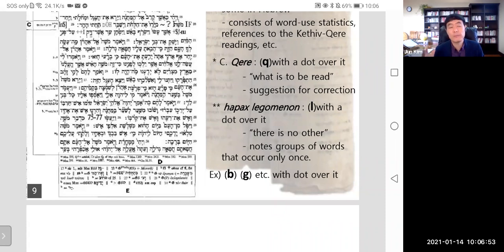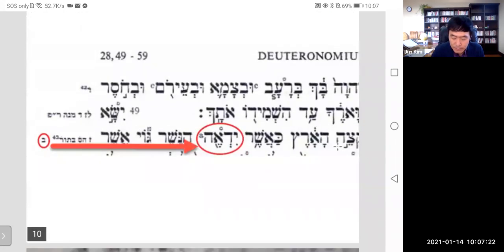Most importantly, they provide statistical information, and above all, you need to pay a great deal of attention to kere. Because reading this Bible, you are supposed to read from the suggested word, which is called kere. Okay, can I move on? Is that clear? Okay, let me move on.